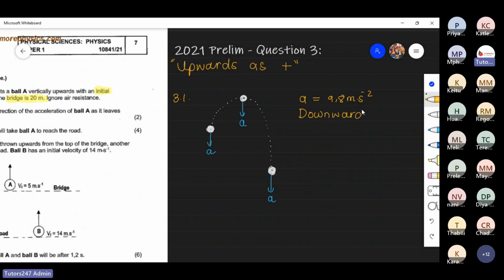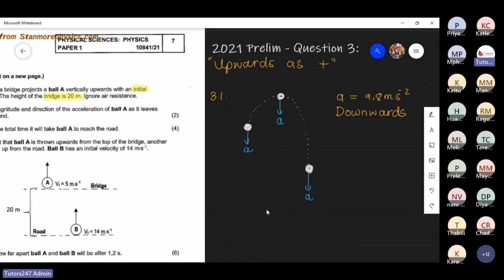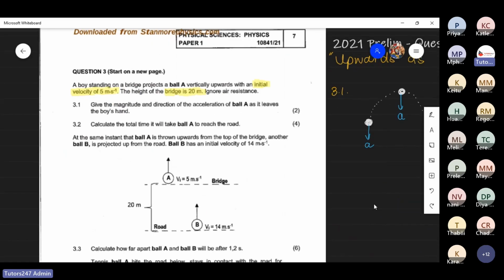Whenever they use the word magnitude, do not include a sign. Okay, so you leave it as a neutral number. There's no positive, there's no negative sign, and that is our answer. Let us move on to question 3.2.